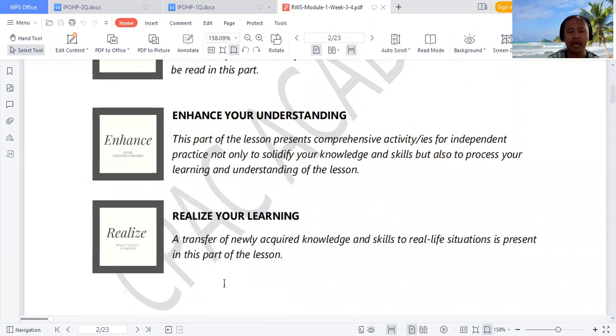E stands for enhance your understanding. This part of the lesson presents comprehensive activity or activities for independent practice, not only to solidify your knowledge and skills, but also to process your learning and understanding of the lesson. Okay, letter R stands for realize your learning. A transfer of newly acquired knowledge and skills to real life situations is present in this part of the lesson.